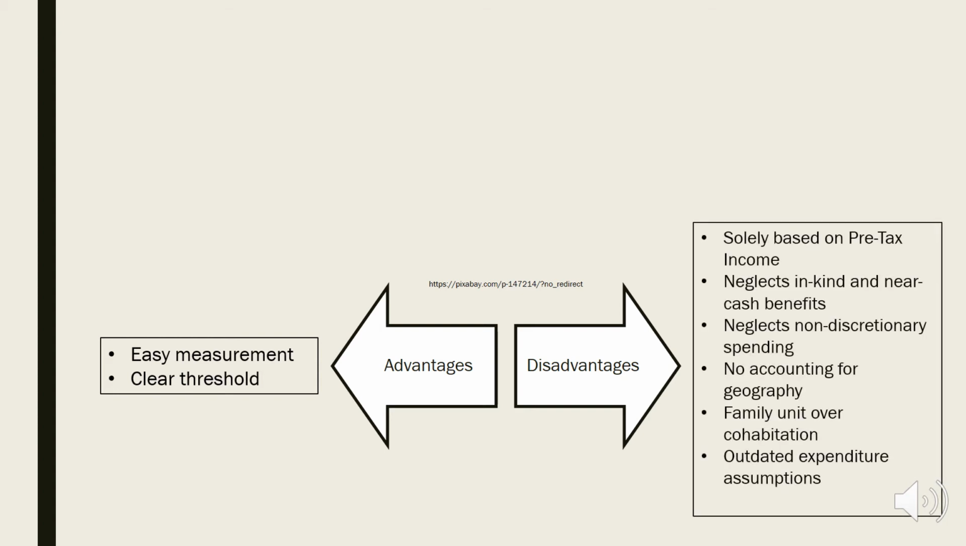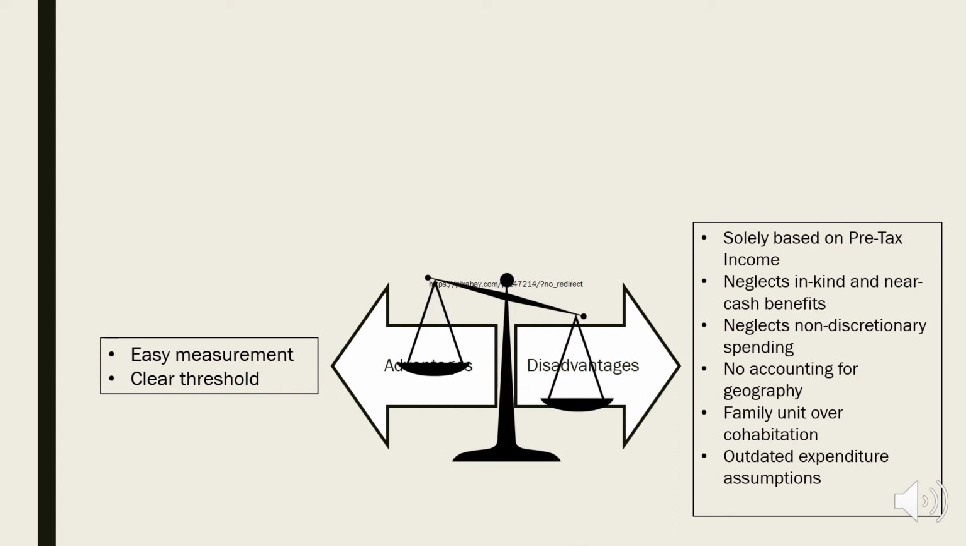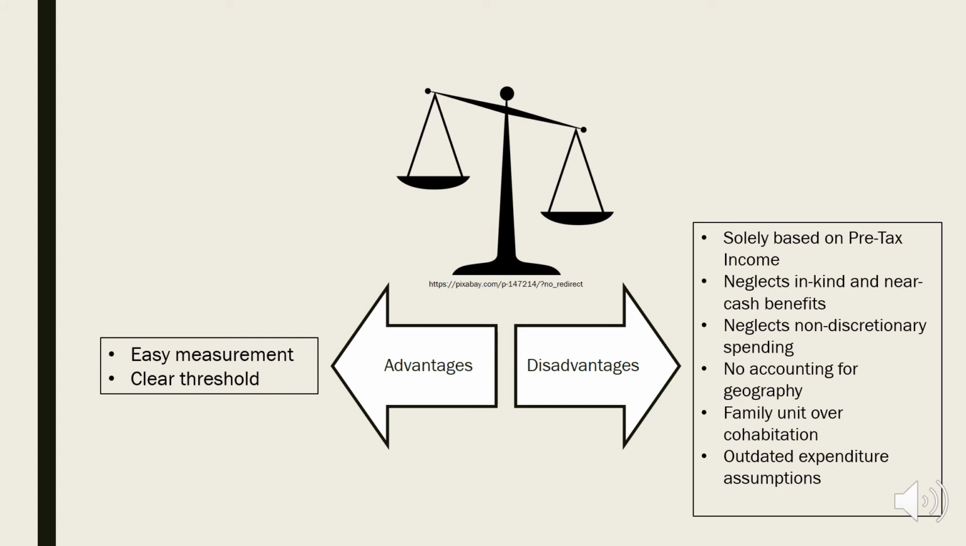Well, you're wrong. There are a plethora of disadvantages of the OPM, including, first and foremost, it is solely based on pre-tax income. Therefore, it completely neglects in-kind and near-cash benefits, while also neglecting non-discretionary spending. It does not account for geography, and it favors a family unit over cohabitation. It's also very outdated in that people tend to not spend quite a third of their income solely on food. As you can clearly see, the cons far outweigh the pros, which is really not something you want to see in something as important as a poverty measure.